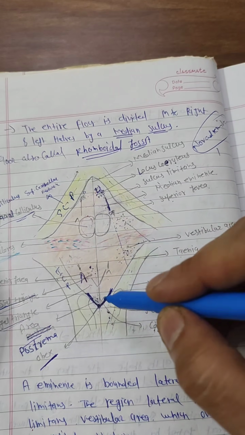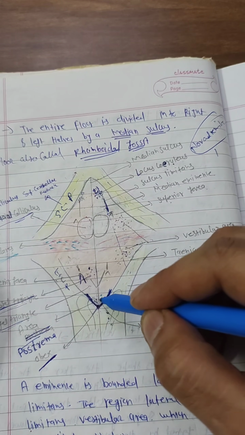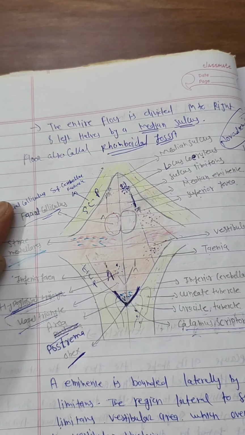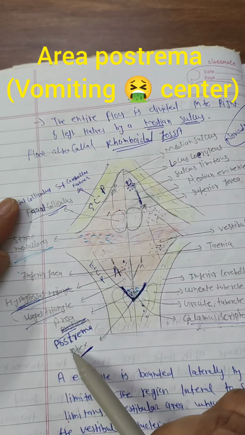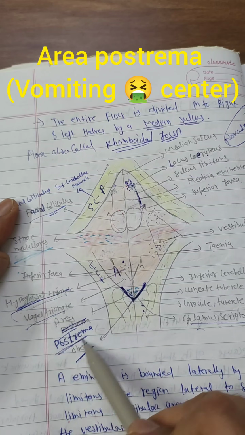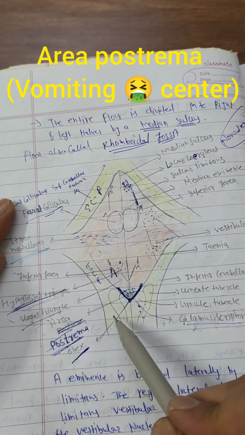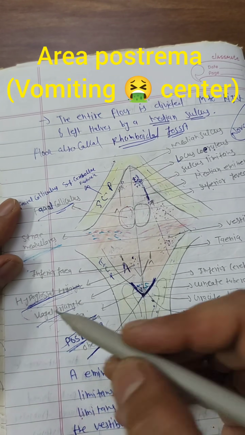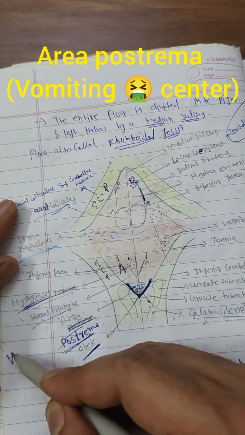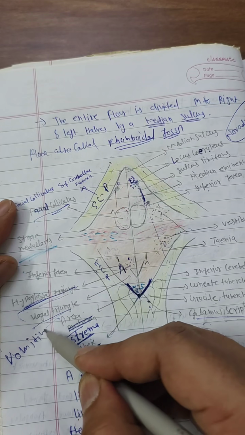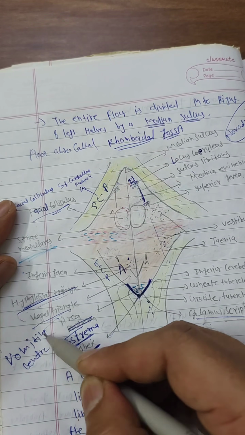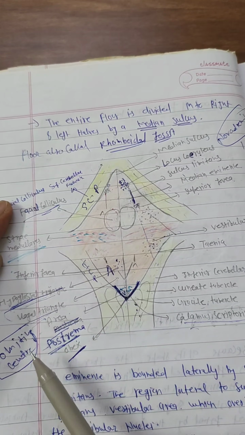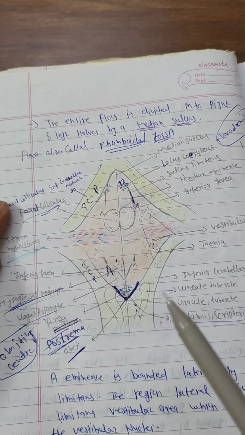Then near the calamus scriptorius, there is again an area called the area postrema, and this is a very important area. Here we have the vomiting center. So the area postrema is responsible for vomiting and nausea.